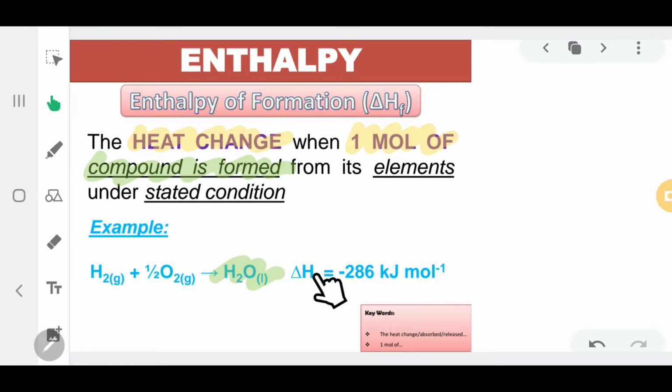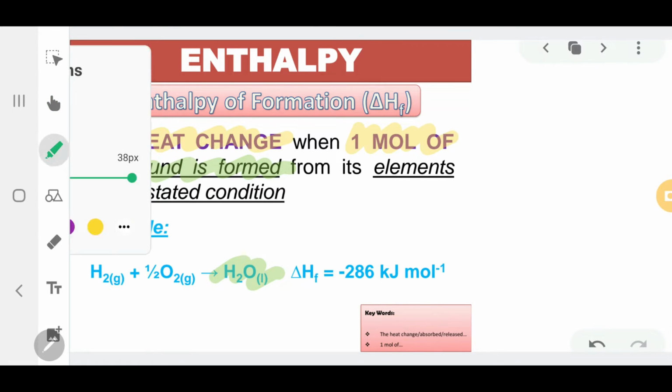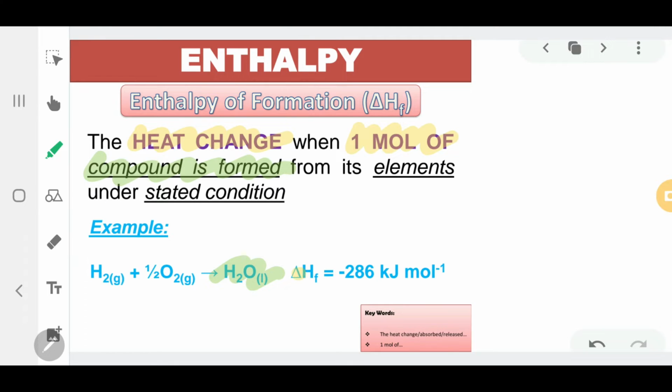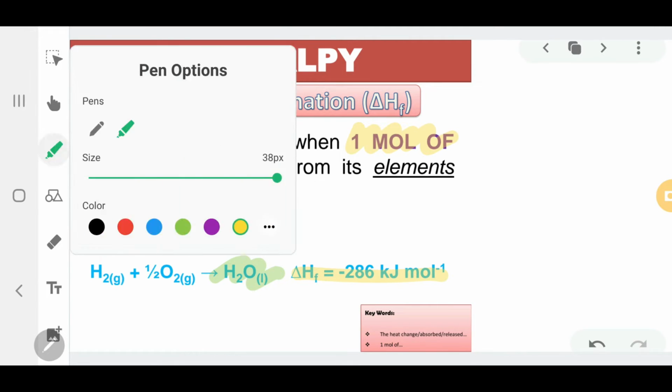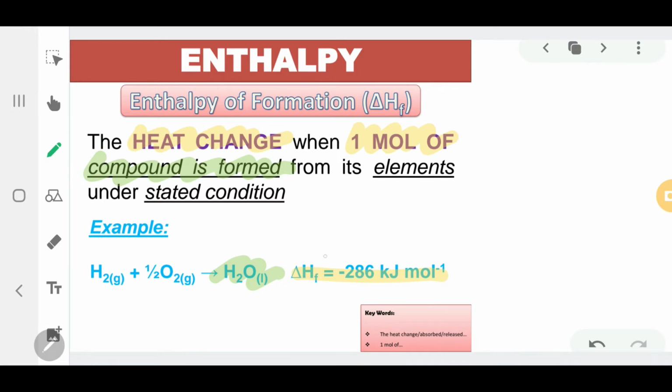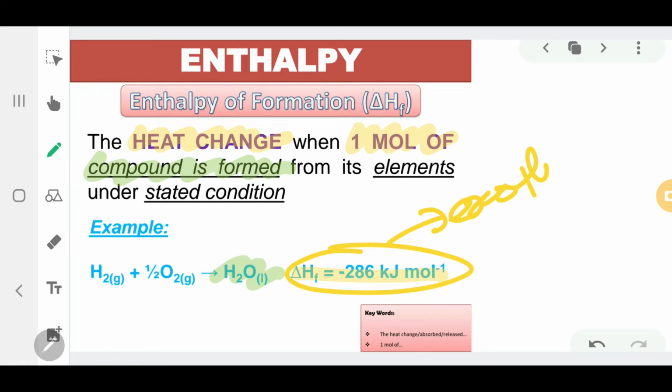So you have heat being released. In this case, you have a negative sign. So that is the heat change, and in this case it is exothermic. And then the compound formed is kept at 1 mole based on the definition.